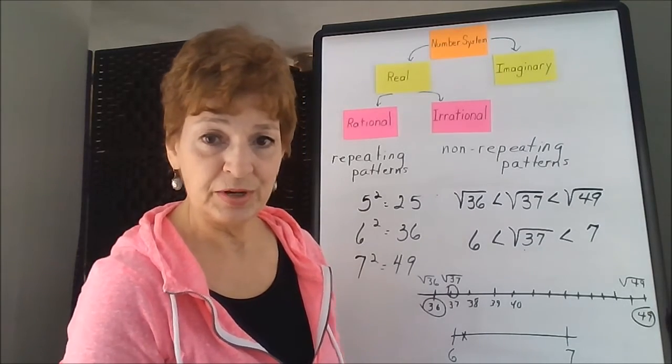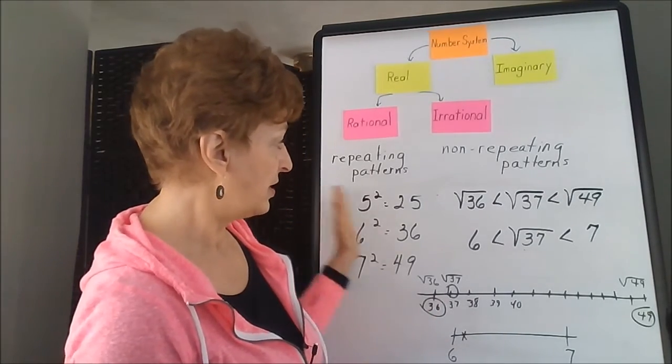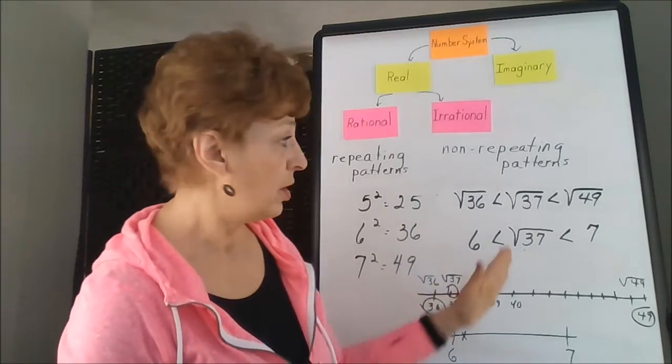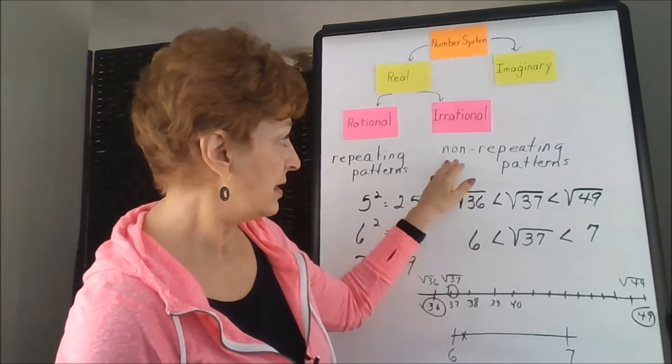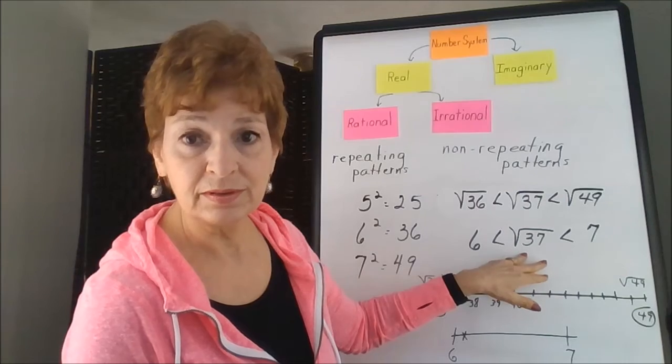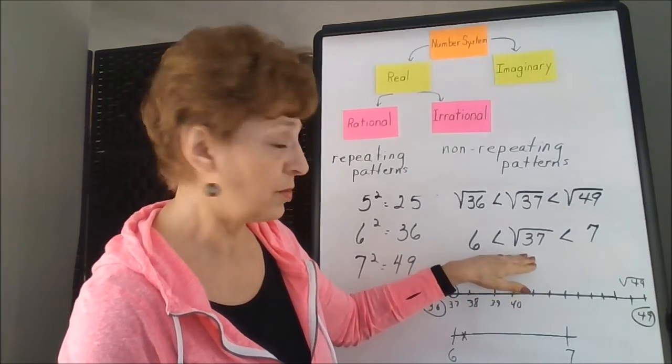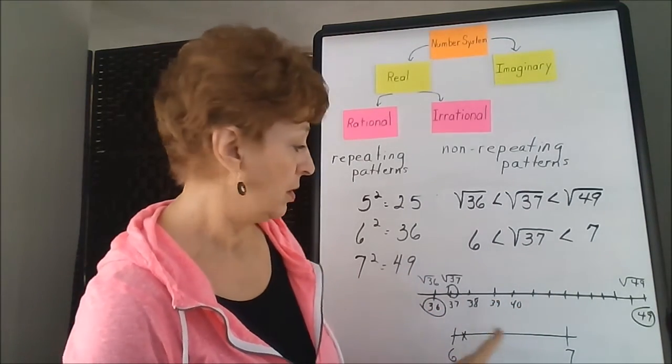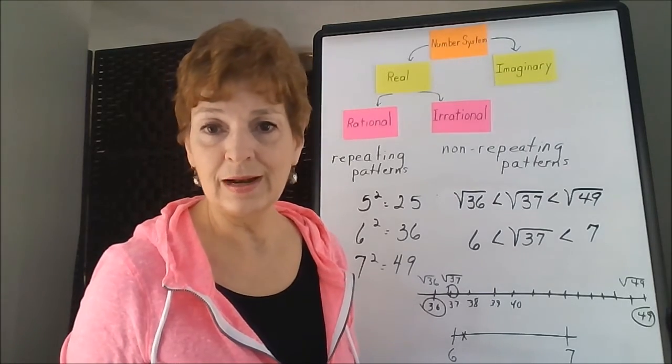So we're using what we know about perfect squares to kind of sort of judge where these non-repeating decimals representing the square roots of imperfect squares might fall. You can get an approximation.